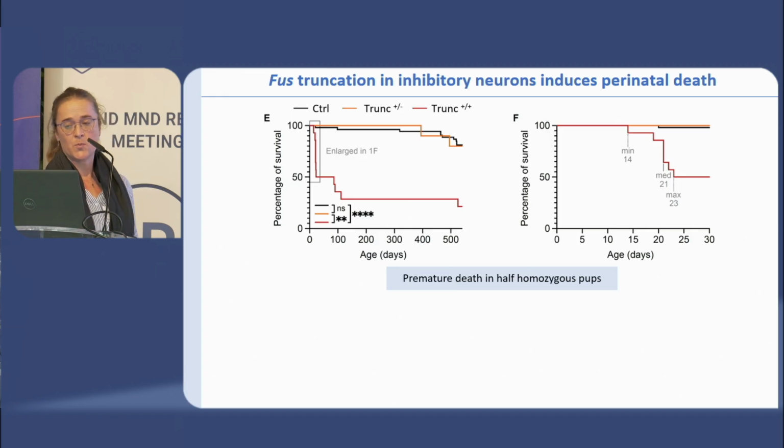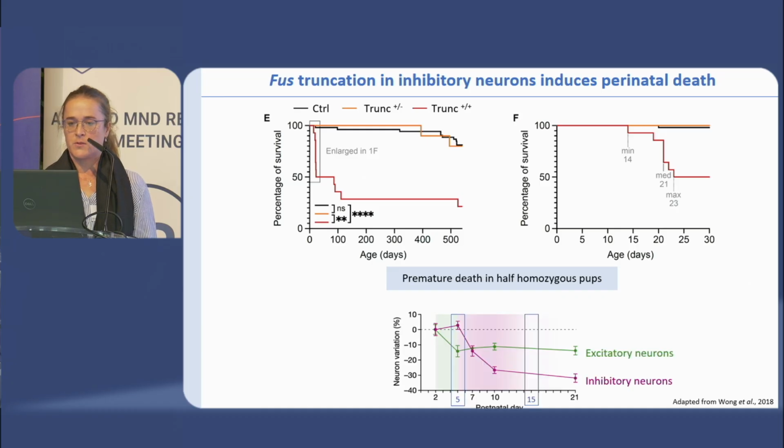Our first surprise was to observe, in our homozygous pups, which are in red there, with the heterozygous in orange and the control mice in black, and this is a representation of a survival curve, so the percentage of survival depending on the age, that we were really and deeply surprised to observe that almost half of our homozygous pups actually died around P20.